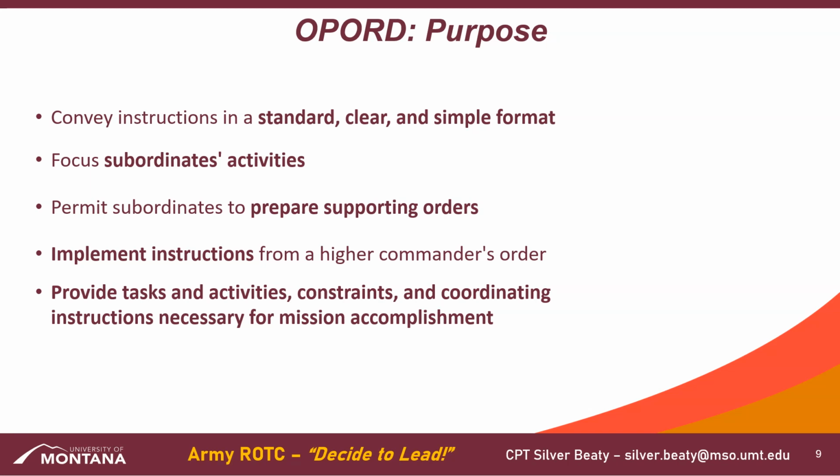So by the book, those are the 5 purposes of your op order. They're standard and clear. They support subordinates' activities and help them to prepare their supporting orders. They implement instructions coming from higher, and they include your tasks, activities, constraints, and any other additional instructions that you need to accomplish that mission.